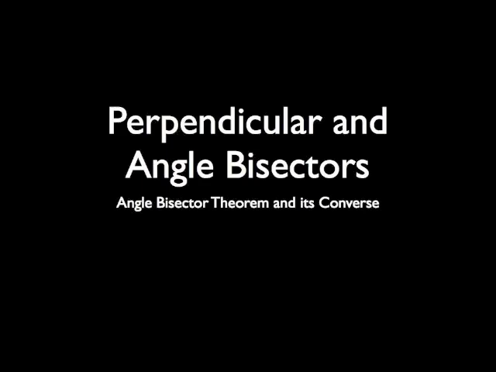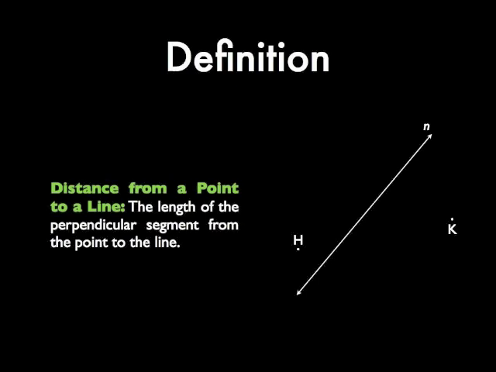Now let's talk about the angle bisector theorem and its converse. Before we do, I'm going to introduce you to a definition. What we call the distance from a point to a line is the length of the perpendicular segment from the point to the line. So therefore, the distance from K to M is the length of the segment MK, also known as MK. And the distance from H to the line N is the distance of the segment HW, also known as HW.